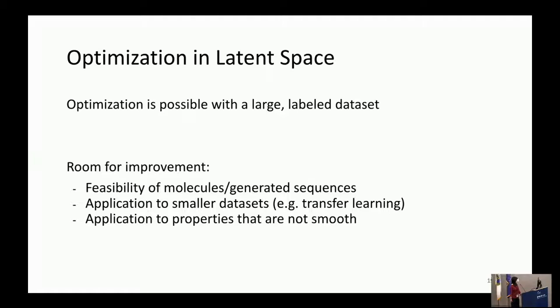The other big issue with this is that for properties that are not smooth, this becomes a complicated optimization problem as well. So it may be difficult to use this towards optimization of those problems.